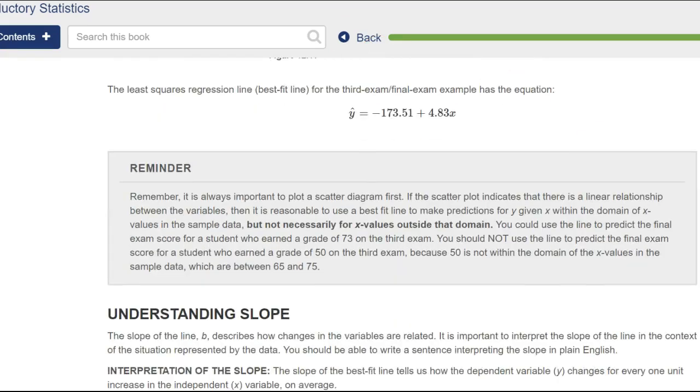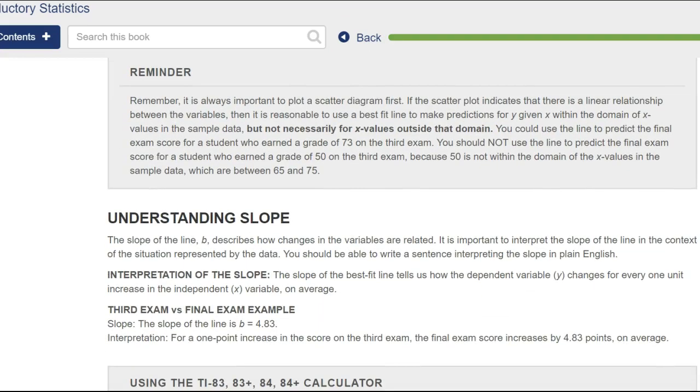Okay. Now again, most of these calculations are going to be done using technology. So let's talk about our slope. Our slope really tells us how the dependent variable changes by our independent variable. That's our slope. It's either a negative slope, a positive slope, or no slope whatsoever.